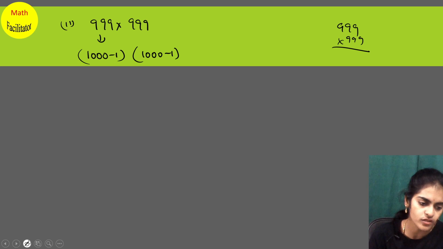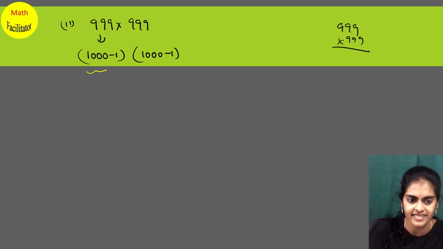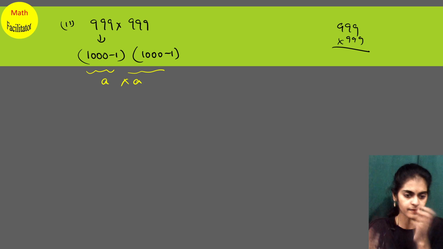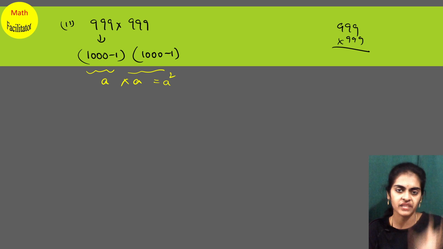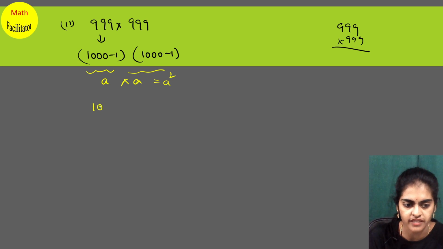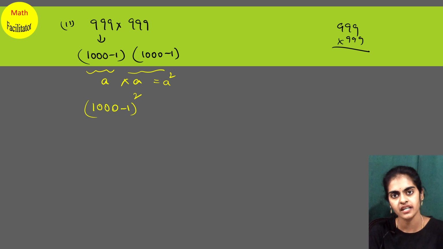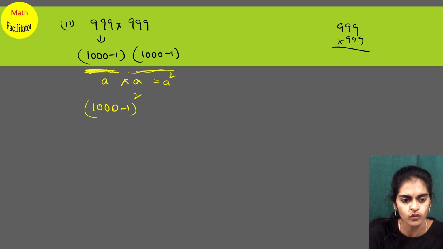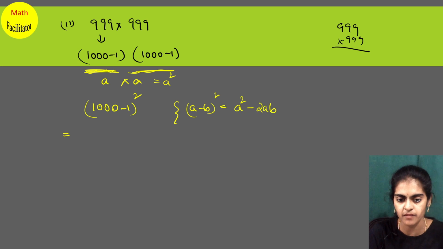Now this is like a into a. Two same terms you are multiplying, so can I write this as a square? A into a is a square, right? Here, in the place of a, you have 1000 minus 1. So I can write this as (1000 minus 1) whole square. So now this is nothing but the (a minus b) whole square formula, which is a square minus 2ab plus b square.